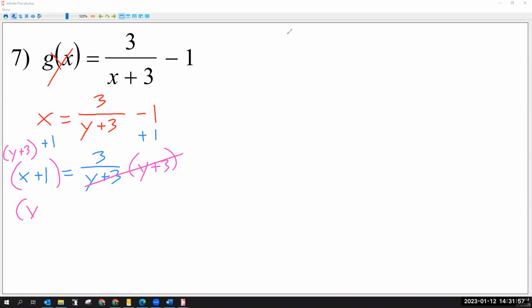I'm going to leave it y plus 3 times x plus 1 equals 3. I know that looks like it's about to be a lot of work, but it's really not. This is why we're not going to multiply those, because I want to get y by itself. If I distribute those to each other, that makes it harder to get y by itself. This is y times something, so I'm going to divide by x plus 1.